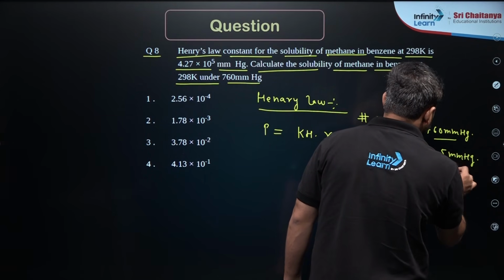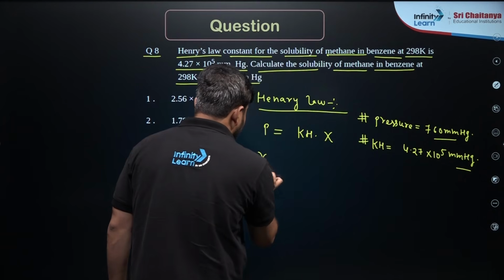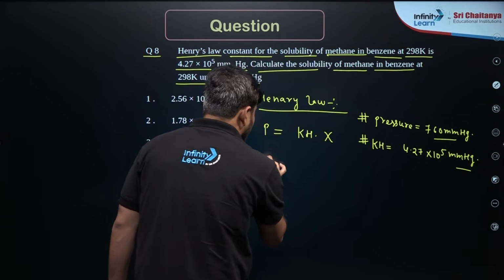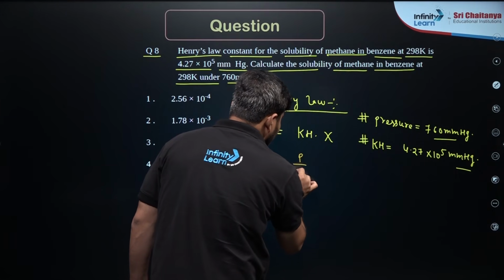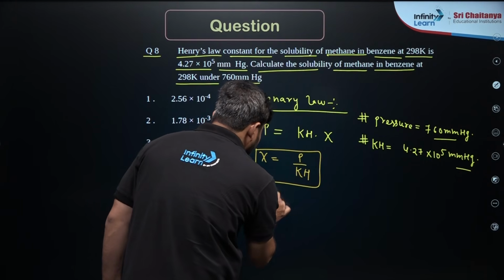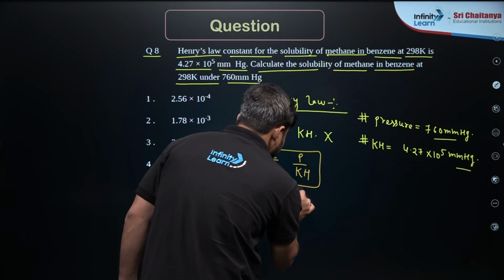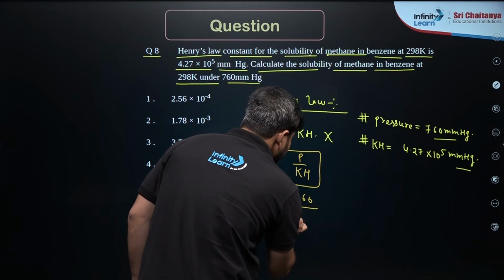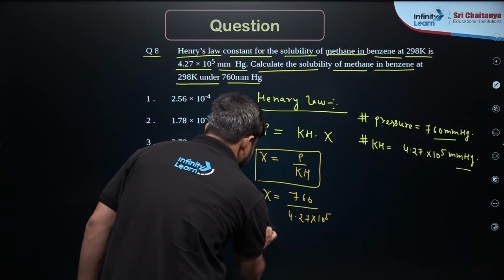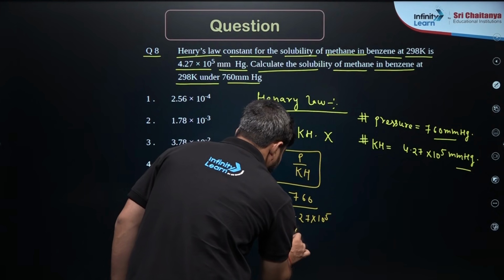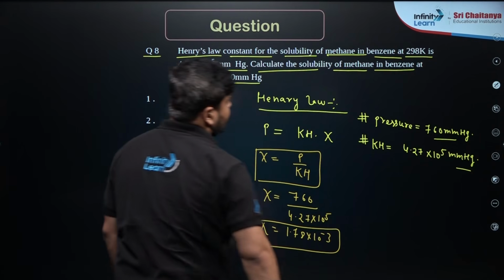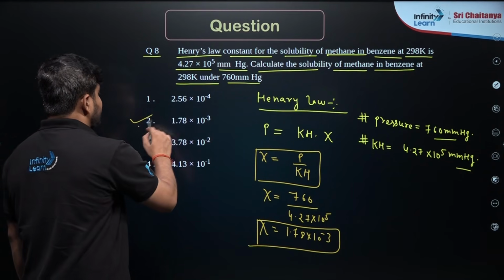Now we need to put this value here. We need to find out x. If we are finding x, how much will it come? The mole fraction we calculate as P by Kh. So here we just have to put the values: the pressure is 760, divided by 4.27 into 10 to the power 5. Now if we solve, this mole fraction comes to 1.78 into 10 to the power minus 3. Finally, which one is the correct option for this question? Option number second is the final answer.